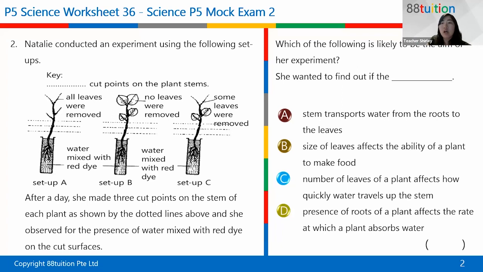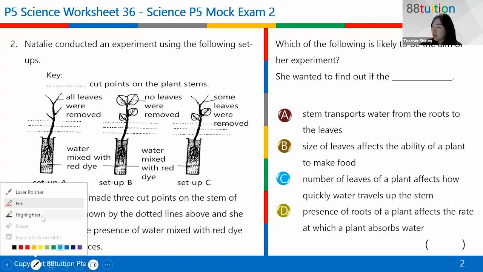Okay, we'll move on to the second question. The second question is also about the transport system. I think it's a P5 topic. You should be quite familiar with that. Here, Natalie conducted an experiment using the following setups. And then we have three different setups, and you notice that, okay, so these are the ones.